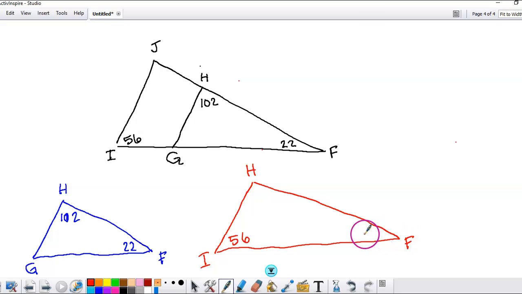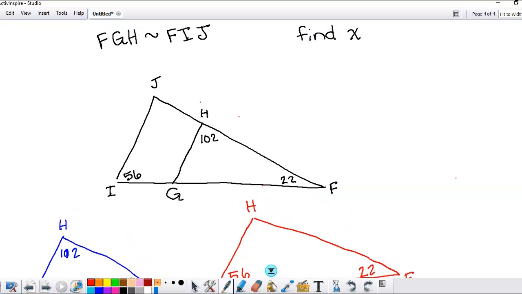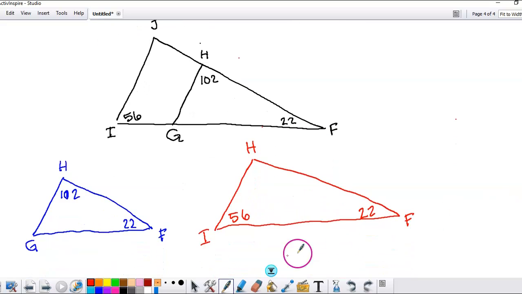F is 22. FIJ. So if we were going to set up a proportion, and we're trying to find X, I don't think I included that in my picture. I'm going to pause and put it in. So I looked and the X was where the J is. I also noticed that I had written an H here, so I fixed that.